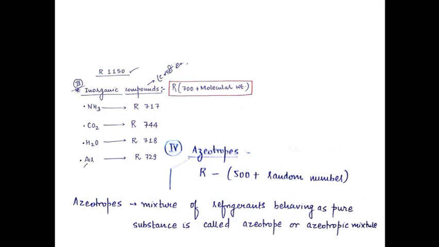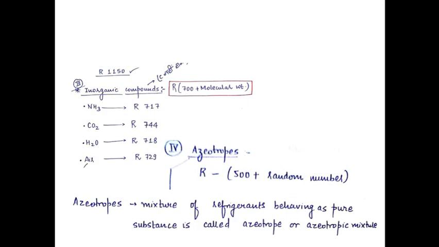Let us see first NH3, that is called ammonia. What is the molecular weight of ammonia? N is 14, H3 means 3, so 14 plus 3 means 17. So we put this molecular weight in the formula, R 700 plus 17. So it becomes R717. Similarly CO2, the molecular weight is 44, so it becomes R744. Similarly for H2O, the molecular weight of H2O is 18, so this becomes R718.